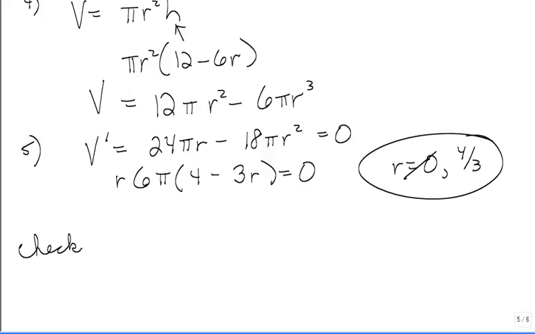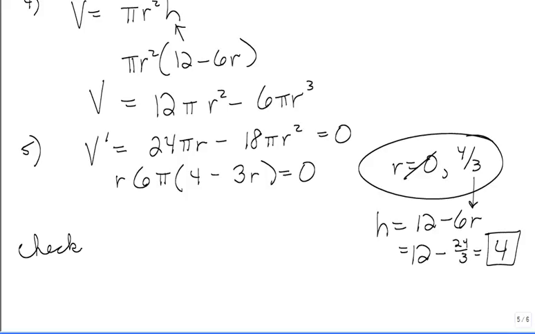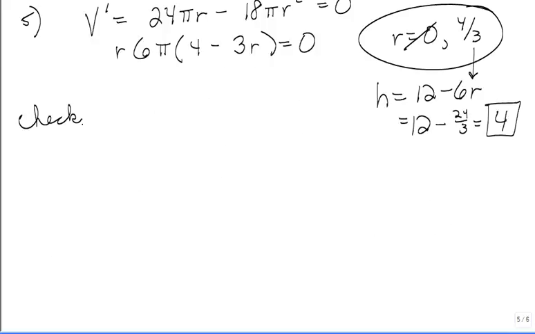I'm going to check that. Actually, let me find out what h is. Since h is 12 minus 6r, I substitute that in. That's 12 minus 24/3, which is 8. So h is 4. I'm going to check that.